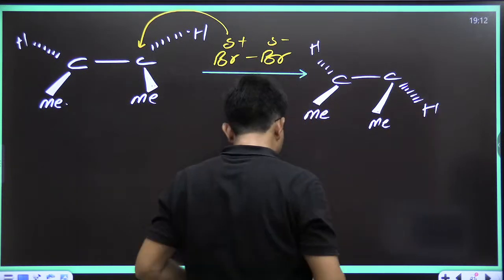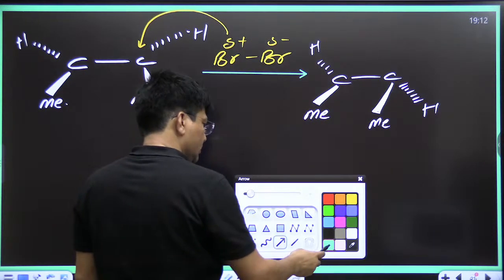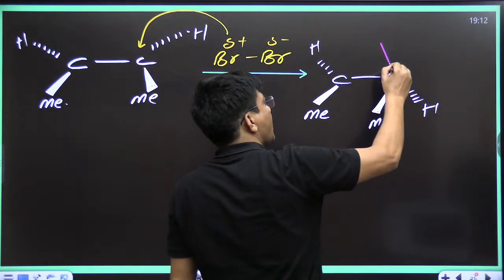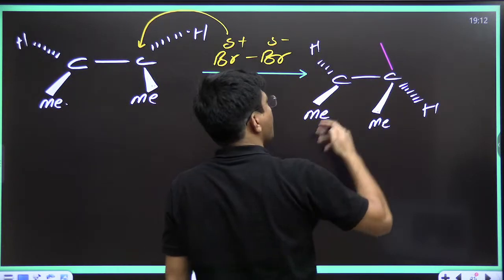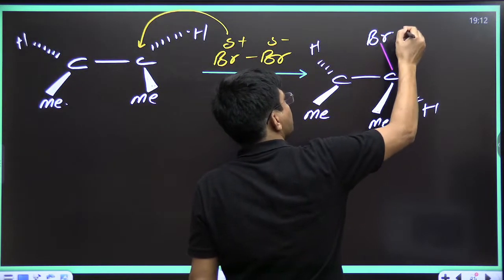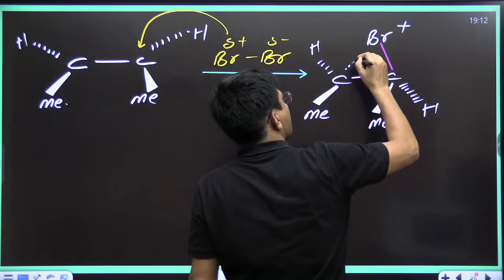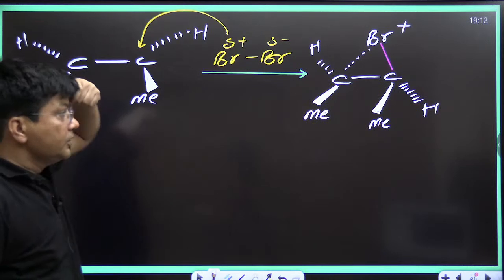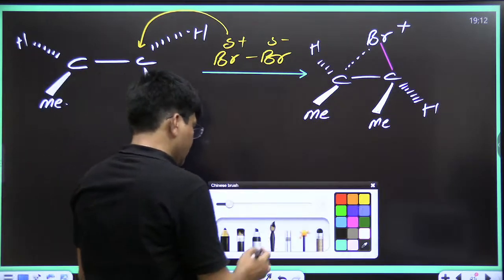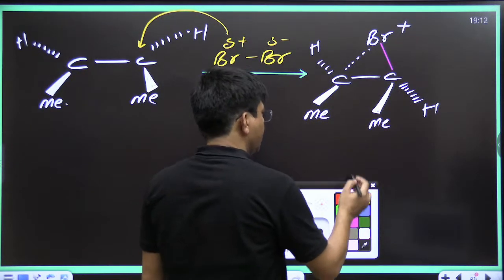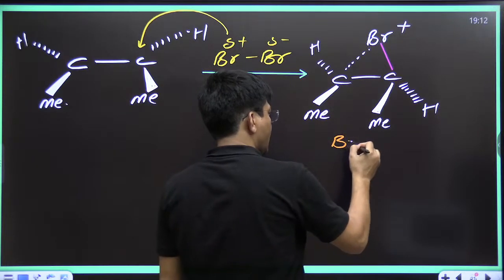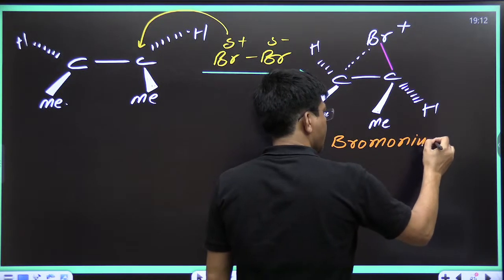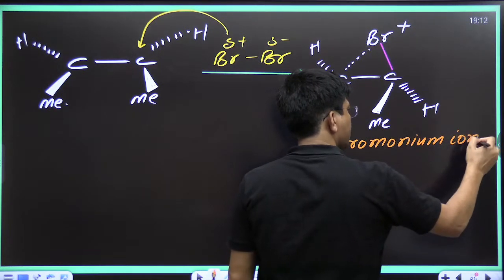and they will give place to whom? They will give place to Br. Now Br will come over here, my dear friends. This Br positive like this, non-classical carbocation. The three-membered intermediate bromonium ion has been formed. Bromonium ion has been formed, my dear friends.